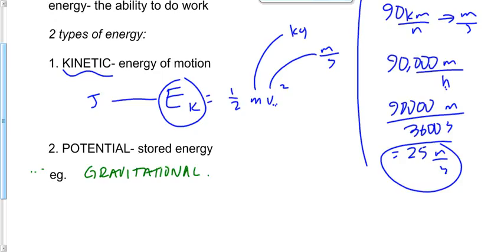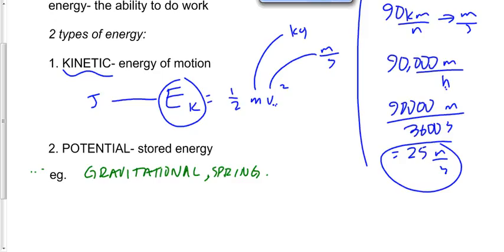Another kind of potential energy, it's the energy stored in the elastic as I stretch it and let it go. Call it elastic potential, spring potential. There were a couple more types of energy that we talked about yesterday that we don't really focus on in Physics 20, but remember one of them?